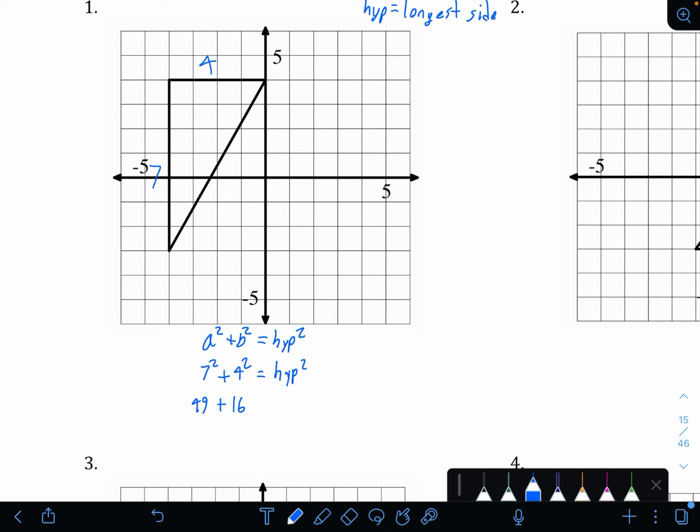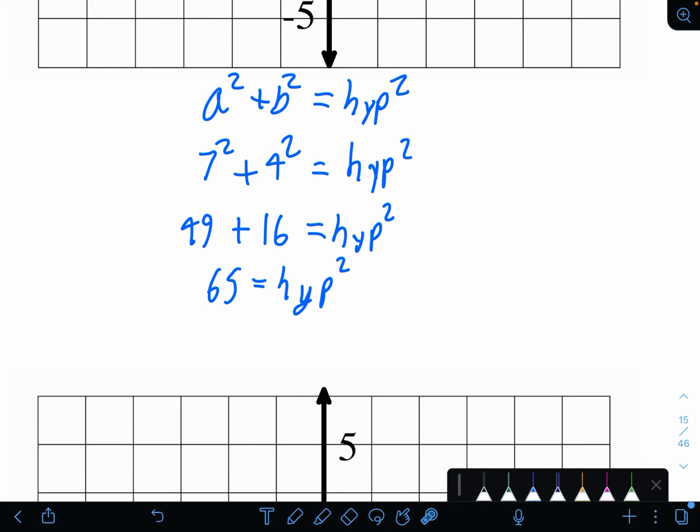All right, so we have 49 plus 16 on this side, because 4 squared is 16, equals the hypotenuse squared on this side. And whenever I add 49 and 16, I get 65. So I get 65 is equal to the hypotenuse squared. I want you guys to take a second and think, what do we need to do to finish solving this? We talked about it at the end of last semester, and that was 3 weeks ago, but think about it for yourself. What would you do to both sides? Okay, I'll give you a second to consider it.